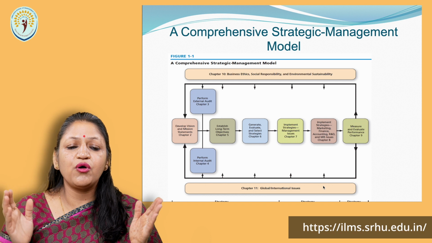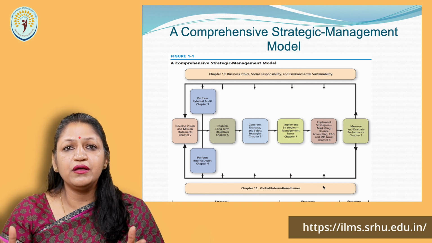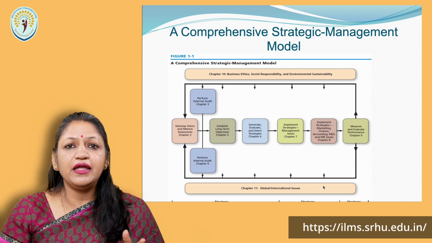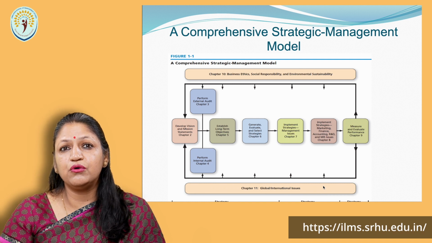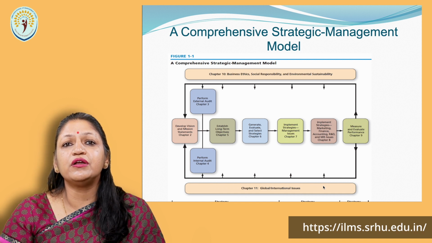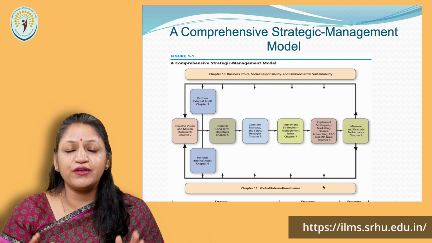So starting from the vision and mission, the strategic management is flowing, and ultimately in the end, we are doing a control, in the sense that if we have decided that there are certain goals and objectives which had to be achieved, have we been able to achieve those goals and objectives or not? And what is the kind of corrective action which is required?